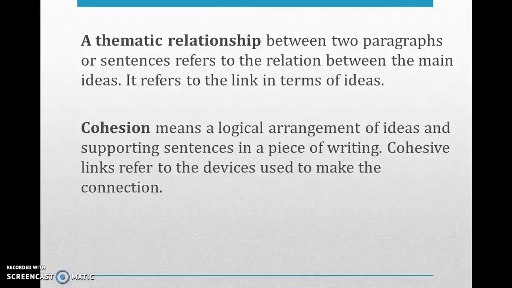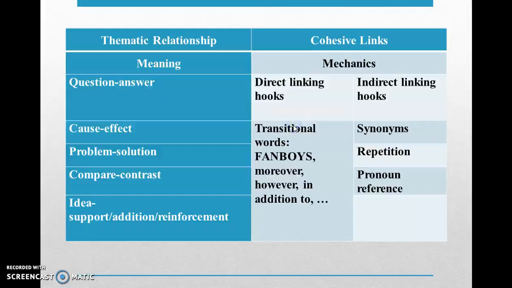So, thematic relationship, we're talking about meaning and ideas. Cohesive devices, we're talking about the devices or the mechanics used in order to make the link. How do we achieve the relation? First, when we talk about the thematic relation, we're talking about the meaning. We have mainly 5 ways in order to achieve this thematic relationship.